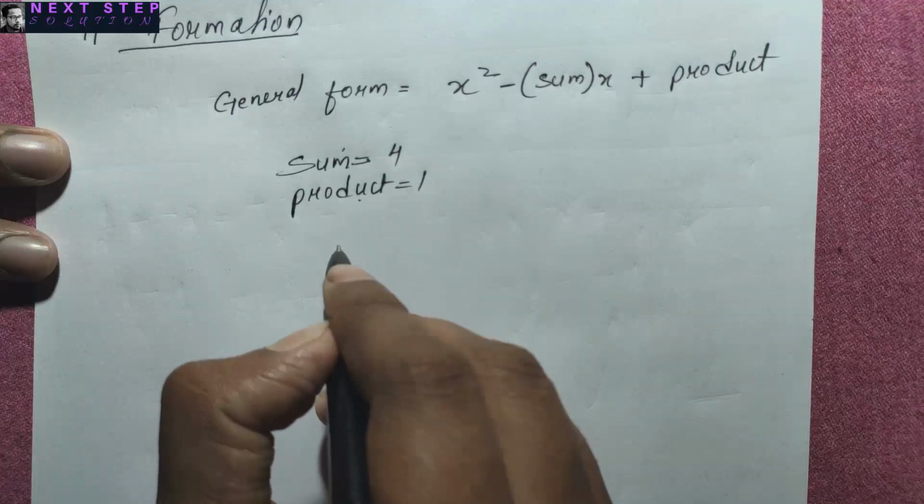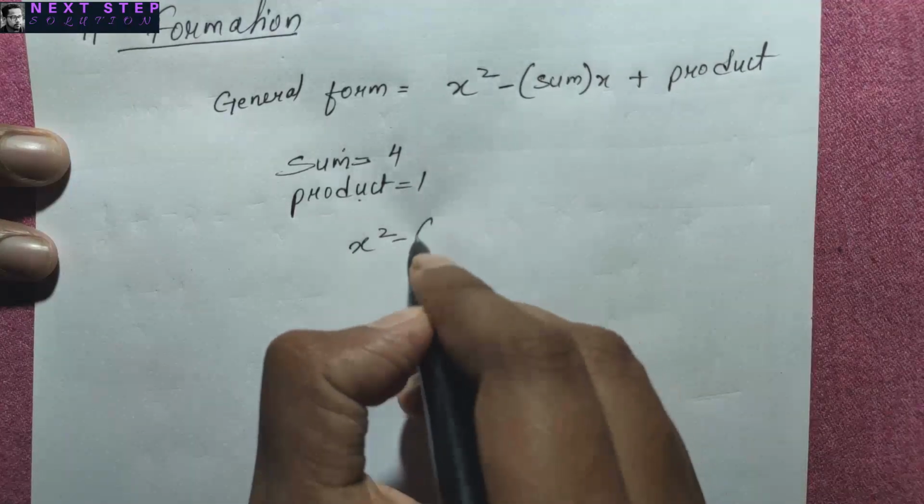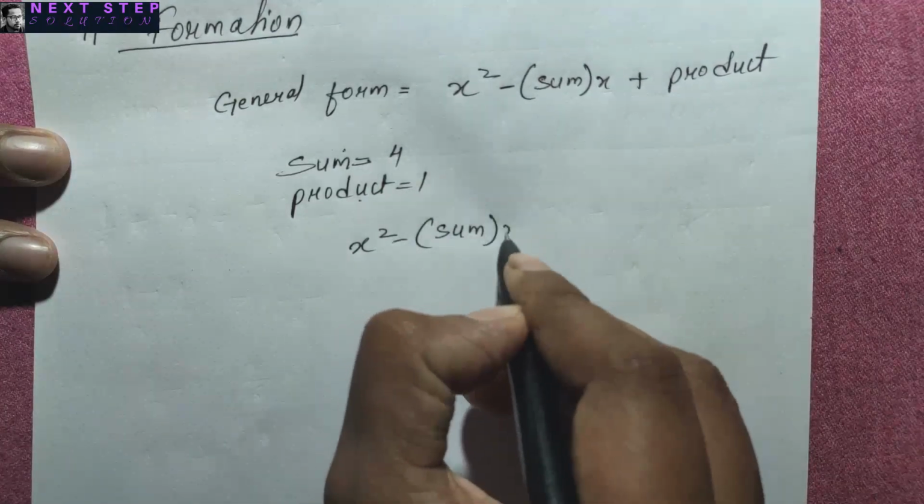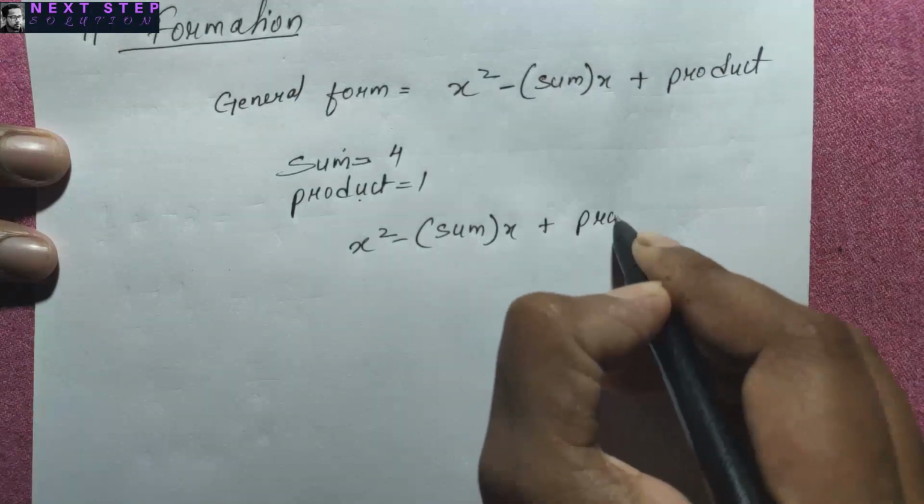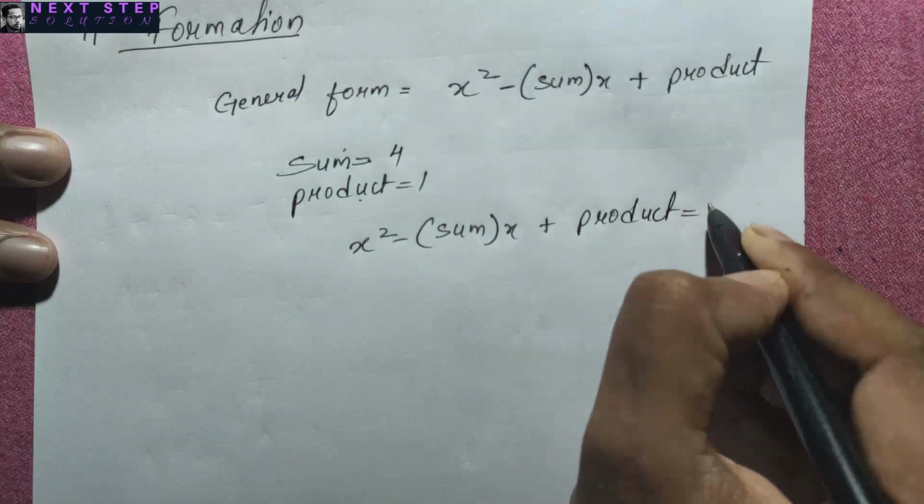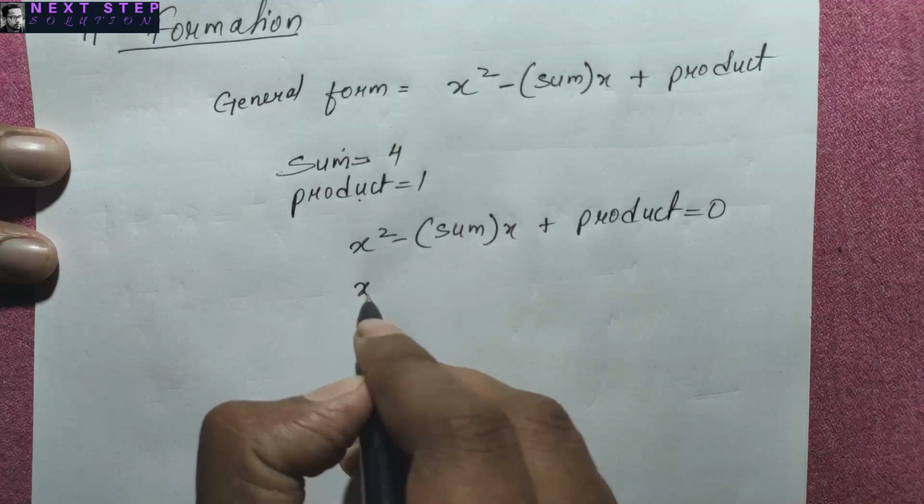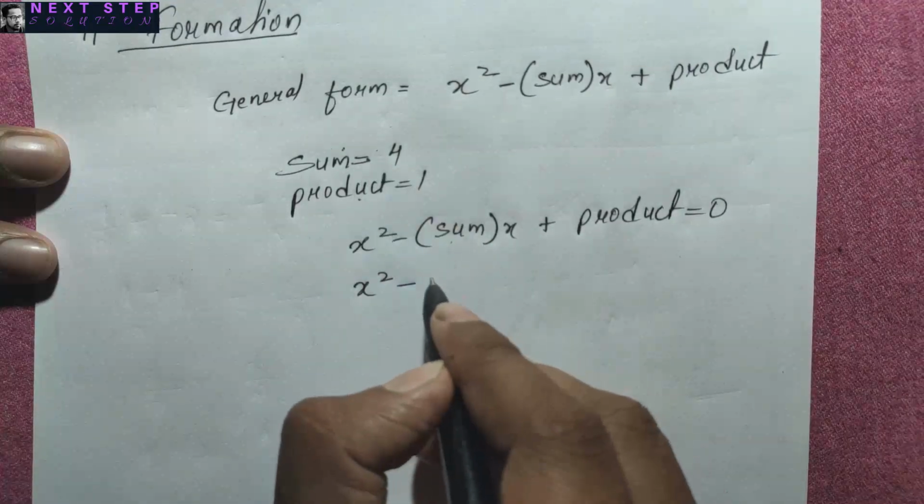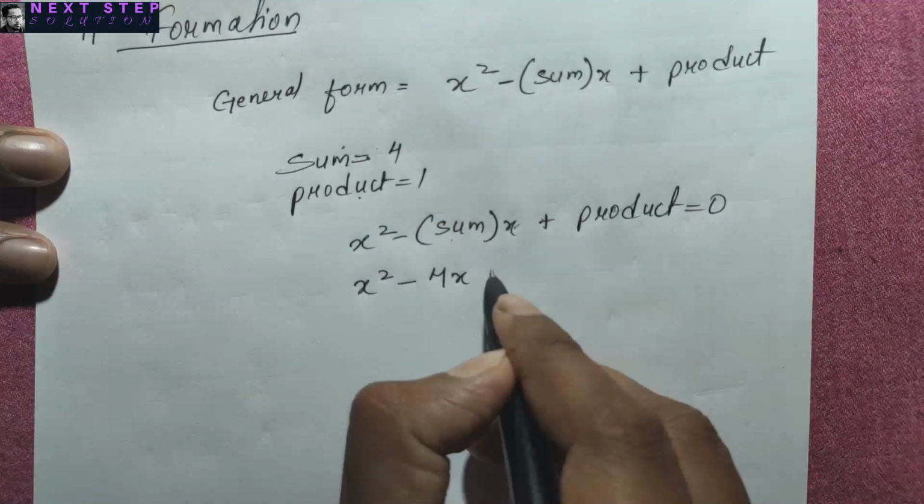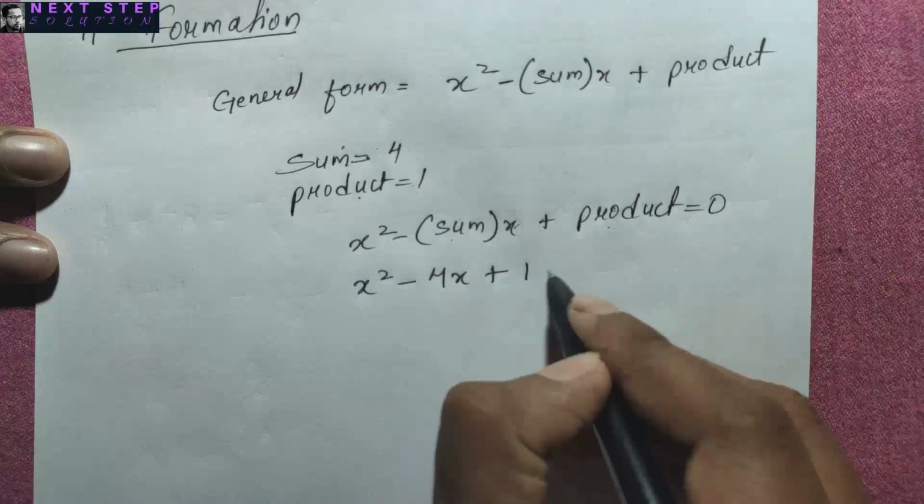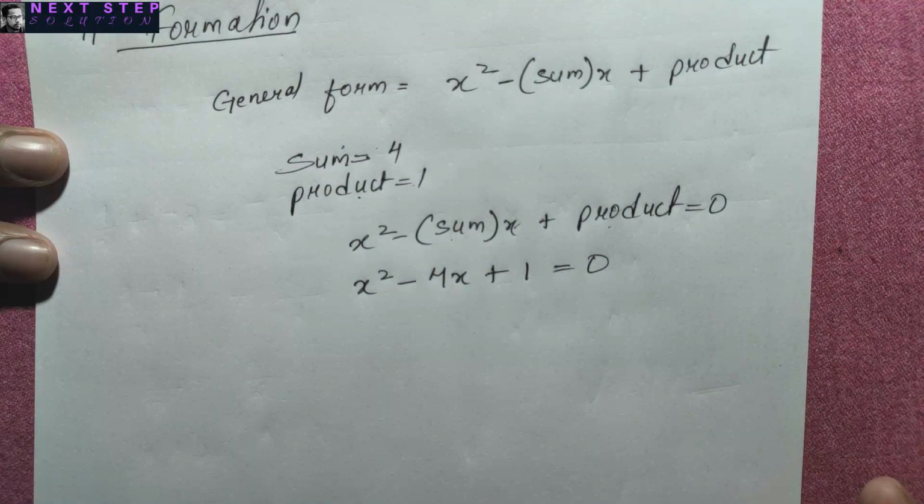So the quadratic polynomial will be x square minus sum x plus product equals 0. So we can write this as x square minus, what is the sum given? The sum given is 4. x will remain as x, plus will remain as plus. The product given here is 1, equals 0. This is the general form.